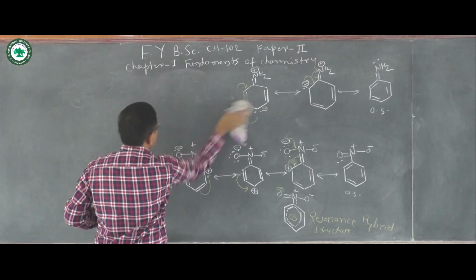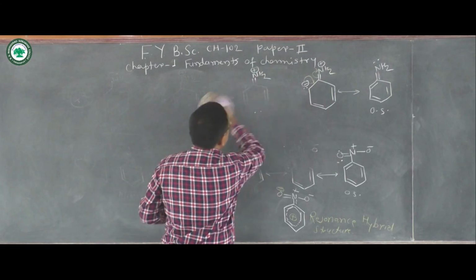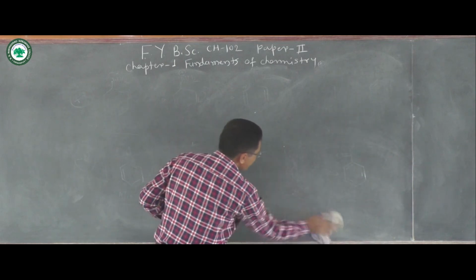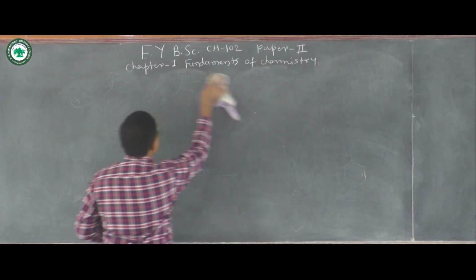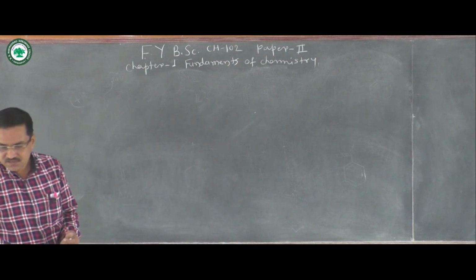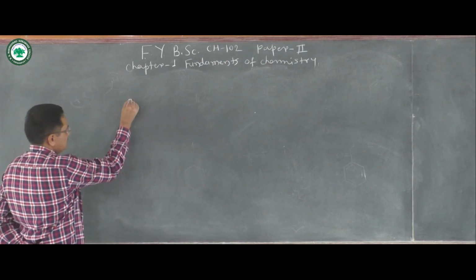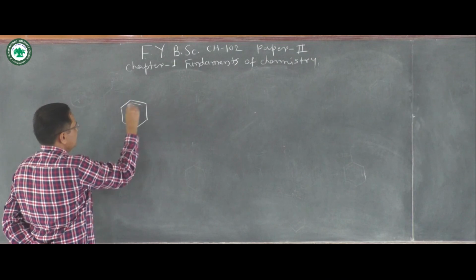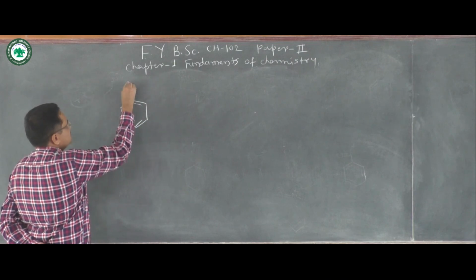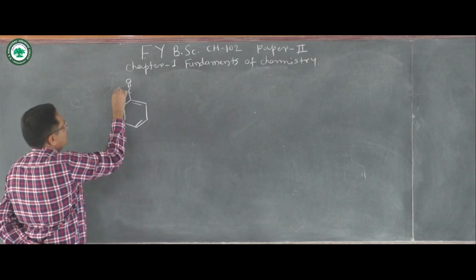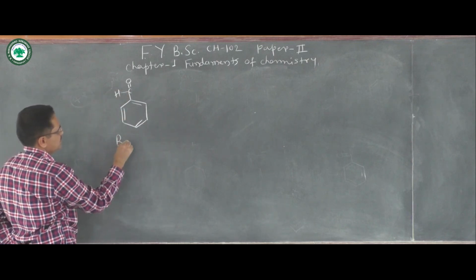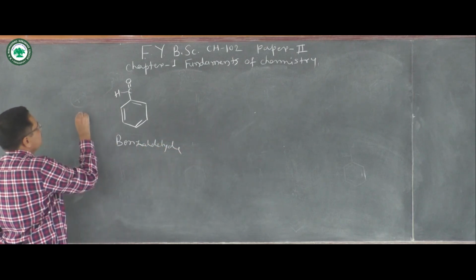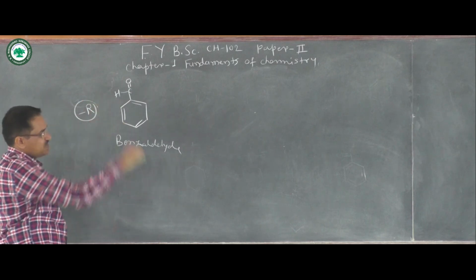Now again we take one example from minus R. That is benzaldehyde. C6H5CHO, benzaldehyde. This is the example of minus R.